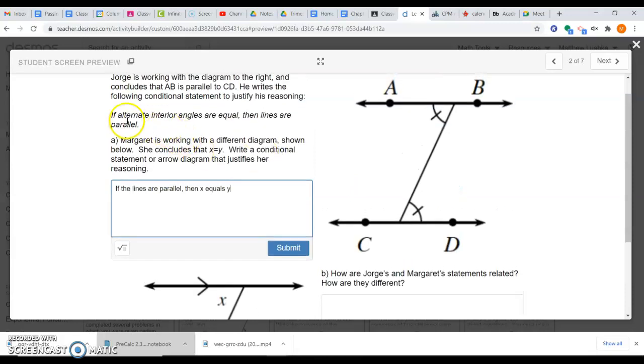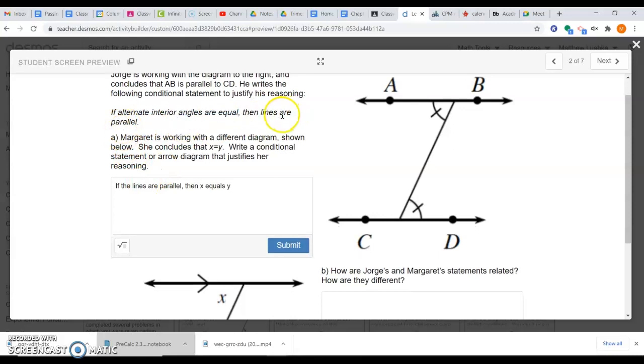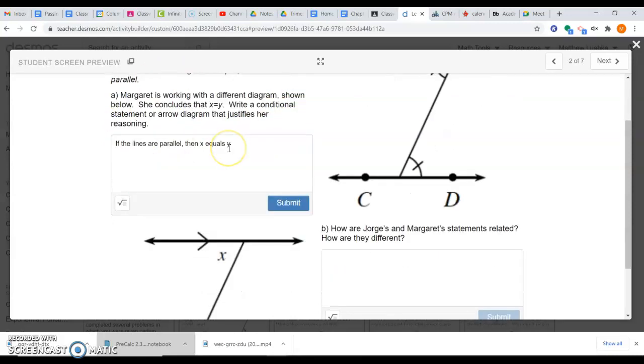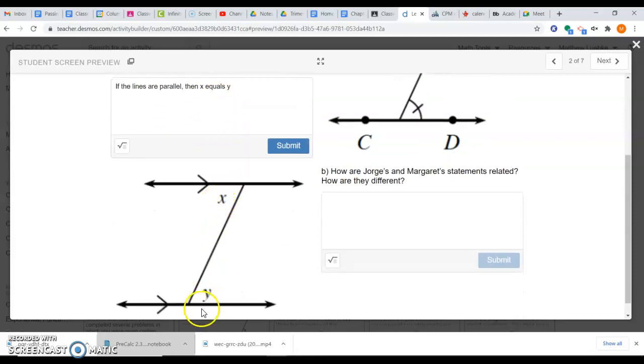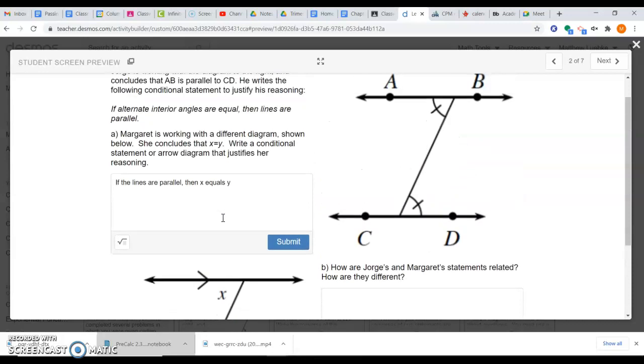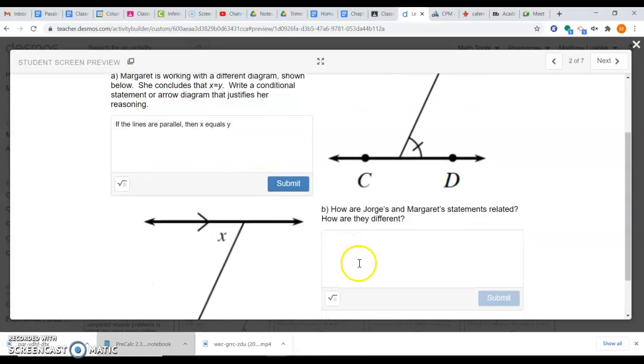All right, and you can see what I did is I flipped what comes after if and after then. It became if lines are parallel, then alternate interior angles are equal. But instead of saying alternate interior angles are equal, I'm saying X equals Y because, well, those are the alternate interior angles in this problem. Okay, but what I just wrote is the converse to the original statement because it's the reverse of the original statement. Okay, and that's how they're related. To answer question B, how are they related? Well, the statements have been reversed.